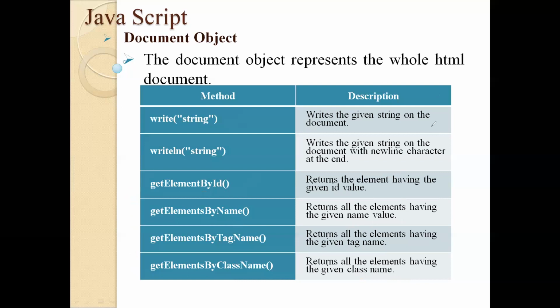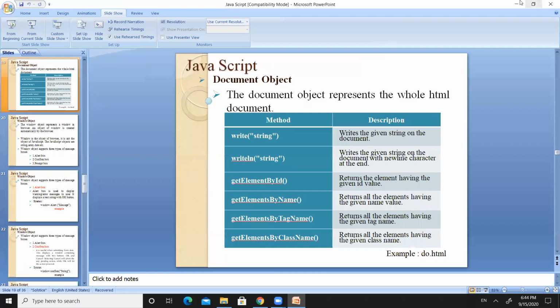Okay. Now let us move to the next slide. At example, demo.html means I have written one example during the preparation of this PPT. If you want me to show an example on this document object, so let us move to the programming window. There we can see one example.